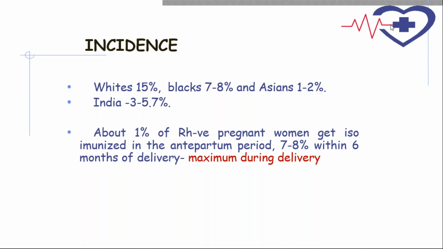So the incidence in the Indian population is 3 to 5%. About 1% of all the Rh negative women will get immunized in the antepartum period, and 7 to 8% within 6 months of delivery. We should keep in mind that the maximum incidence of immunization is during delivery, at the time of delivery.